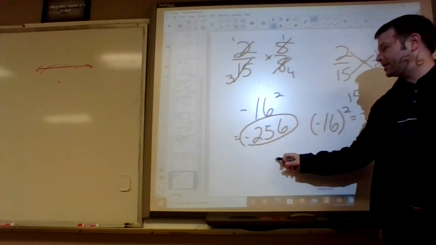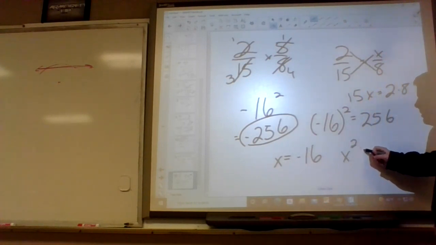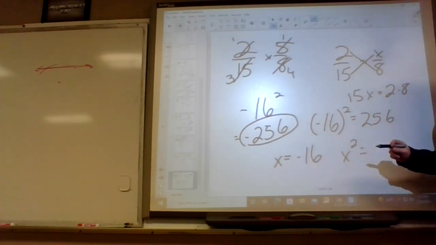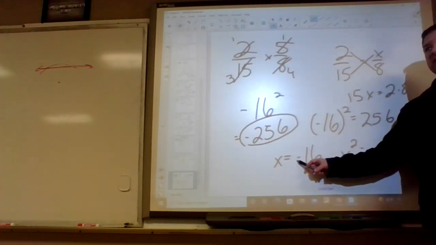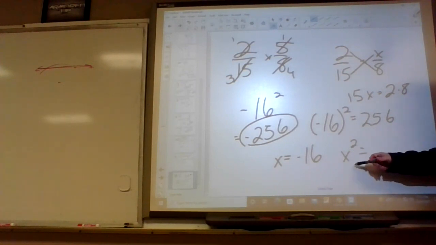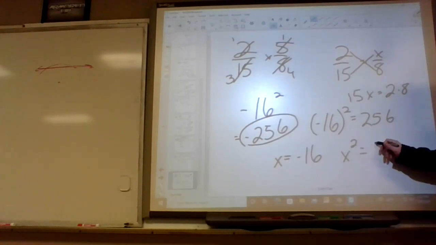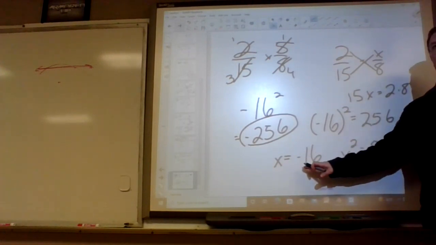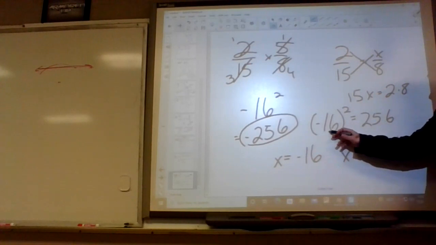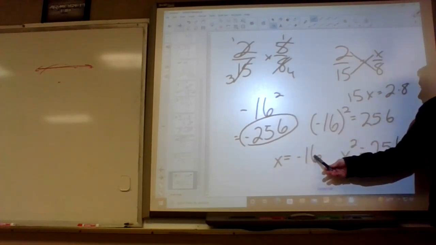So, another thing though, if I say x equals negative 16, what would x squared equal? Positive or negative? Okay, this should be positive, because we're squaring all of x, so we're squaring all of negative 16. So it's more like this one. So that's another way we get these problems wrong.